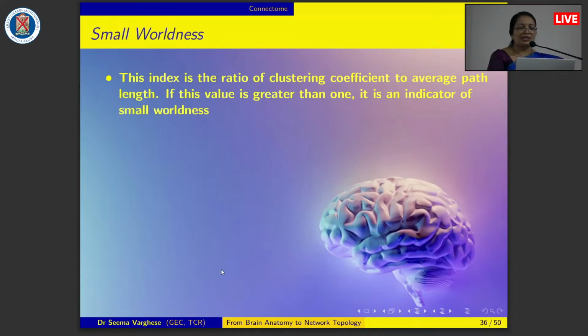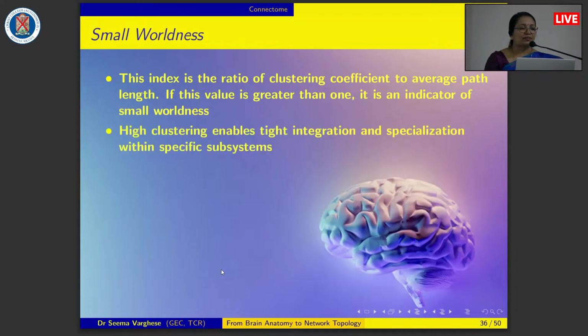So small worldness is a property which is seen in networks generally, especially in brain networks. The clustering coefficient and small worldness, these two metrics are very important in neuroscience. And how is it important? We'll see.